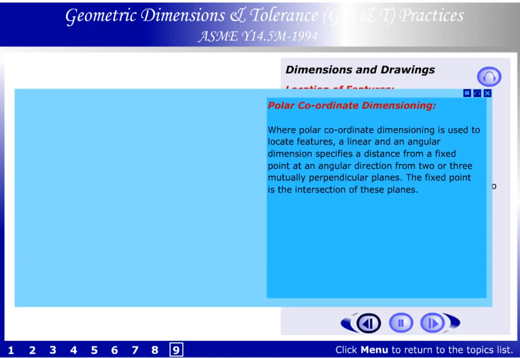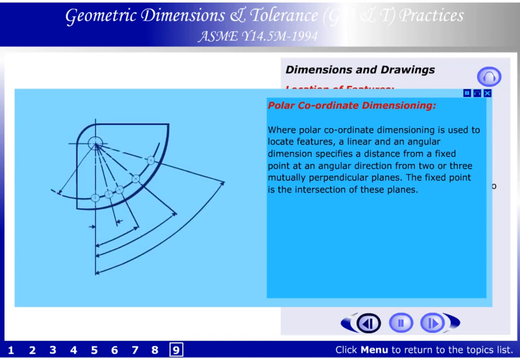Polar coordinate dimensioning. Where polar coordinate dimensioning is used to locate features, a linear and an angular dimension specifies a distance from a fixed point at an angular direction from two or three mutually perpendicular planes. The fixed point is the intersection of these planes.